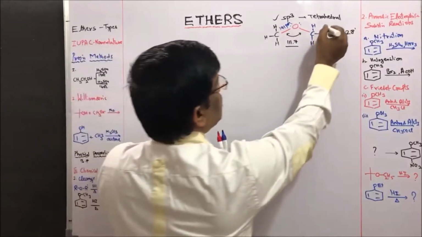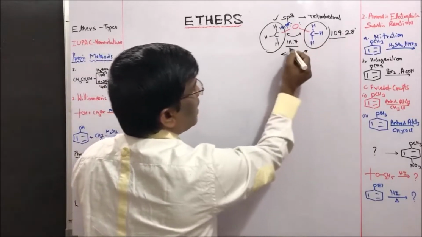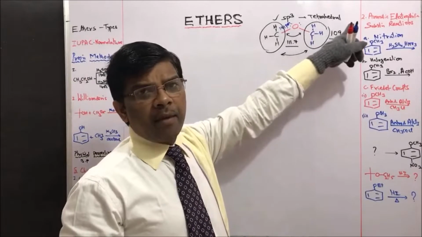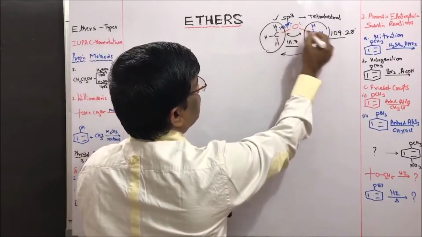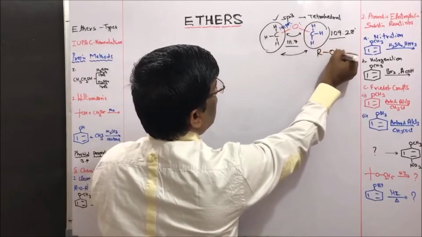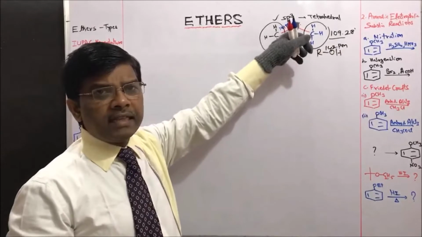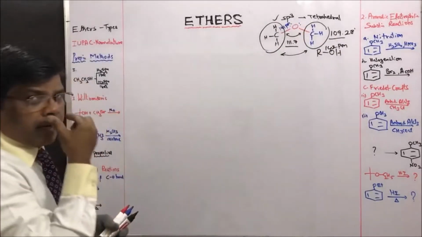However, because of the repulsion of these two bulky groups, the bond angle is higher than the usual sp3 value, and the bond length between carbon and oxygen is about the same as in alcohols, where it is 142 picometers. In ethers it is 141 picometers. Let us see what are the different types of ethers.